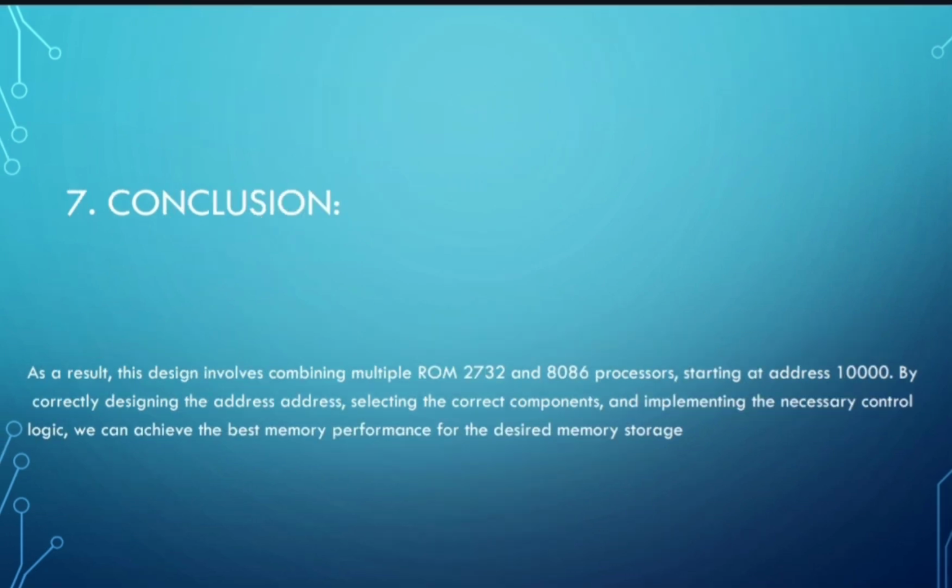The conclusions: this design involved combining multiple 2732 ROMs and an 8086 processor starting at address 10,000 hexadecimal. By correctly designing the address decoding, selecting the correct components and implementing the necessary control logic, we can achieve the best memory performance for the desired memory storage.